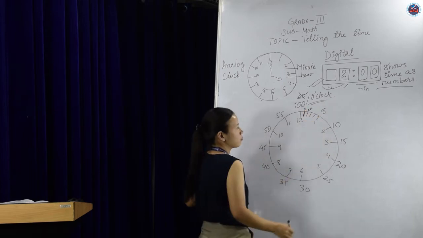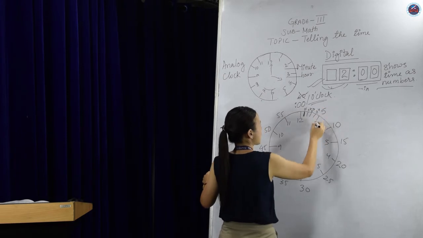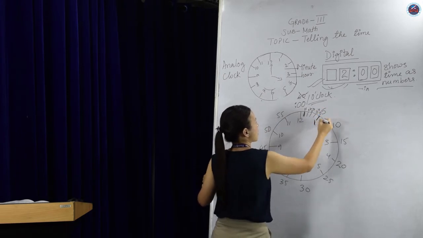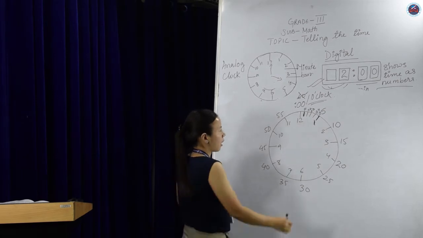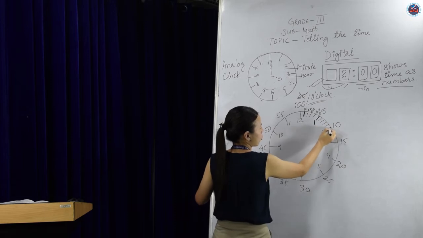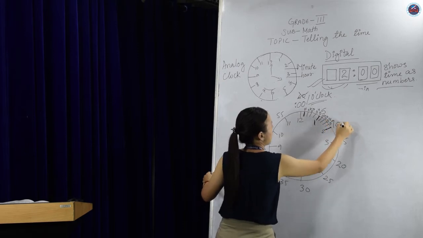This will be your 2 minutes. This will be your 3 minutes. This will be your 4 minutes. And your 1, which is on this line, will be counted as 5 minutes. So that's how we count. And then after 4 markings, your 5th will be your 10. That is 6, 7, 8, 9, and then 10.